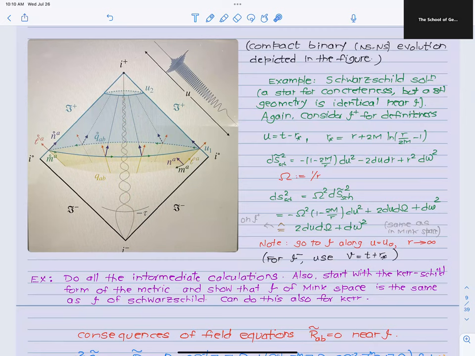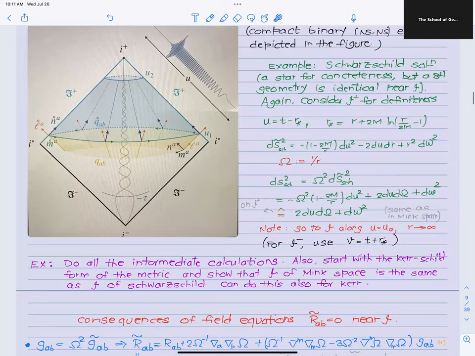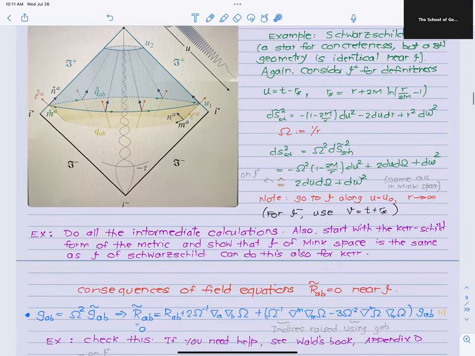In Schwarzschild spacetime, for example, we can just use a tortoise coordinate and define u equal to t minus r star. Then we can just write down the physical Schwarzschild metric in the u, r, theta, phi coordinates, and you get this particular form. Then you can just set omega equal to 1 upon r, like in Minkowski space. And therefore, the conformally rescaled metric is going to be omega squared times the physical metric. You can check that that metric is perfectly well defined at scri, where omega is equal to zero. So at scri, the metric is just given by this, exactly like in Minkowski space. The information of the mass is in this omega squared term, which is deeper down up here. And you can go to scri along u equal to u naught and r equal to infinity.